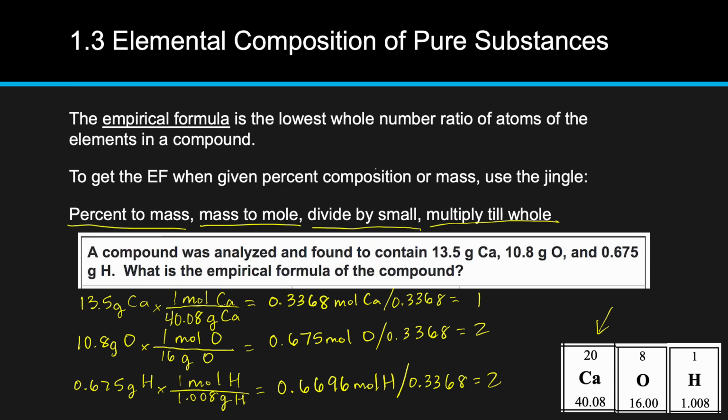So now we just have to write out the formula. We have 1 calcium, we have 2 oxygens, and we have 2 hydrogens. And I hope you remember the polyatomic ion hydroxide, because once you see this equal amounts of oxygen and hydrogen, you should just assume that it's together as hydroxide. So the answer to this one would be calcium hydroxide.